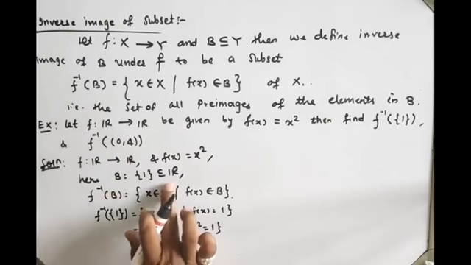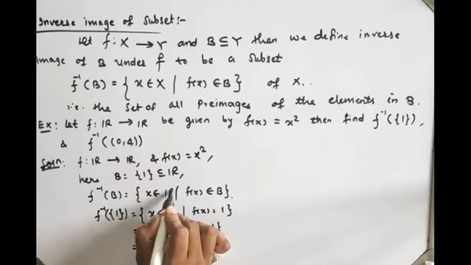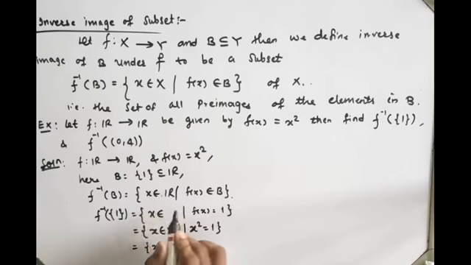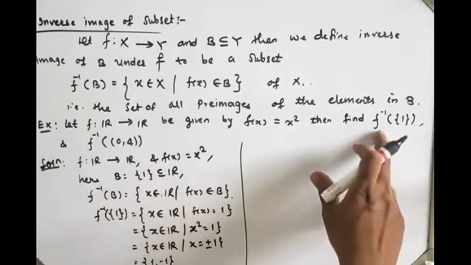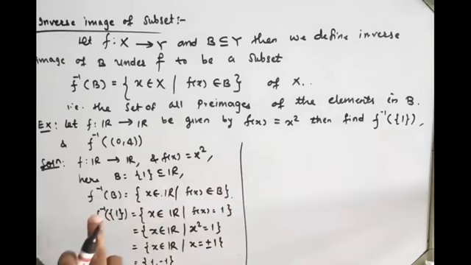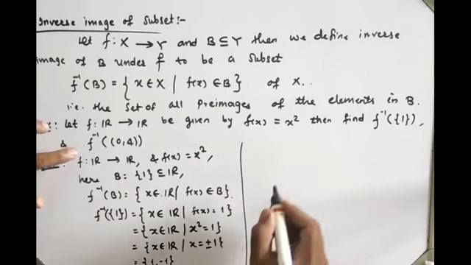Our domain is R. So I will write x belongs to R such that f of x is equal to B. So x square is equal to 1, so x is equal to plus minus 1. Therefore the set has the elements 1 and minus 1. So first, this is the inverse image of 1. Now we have to find the inverse image of the interval 0 to 4.